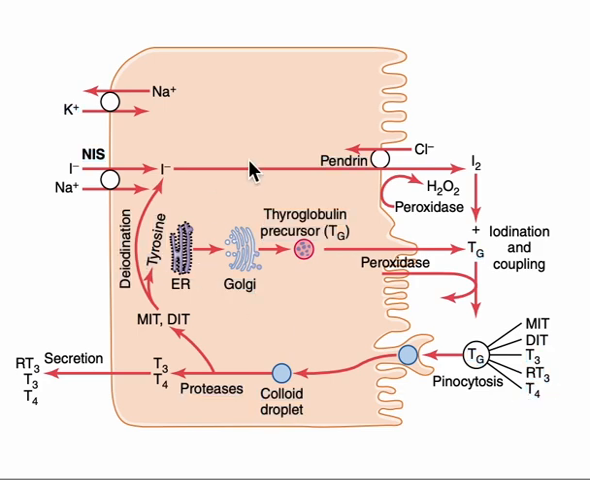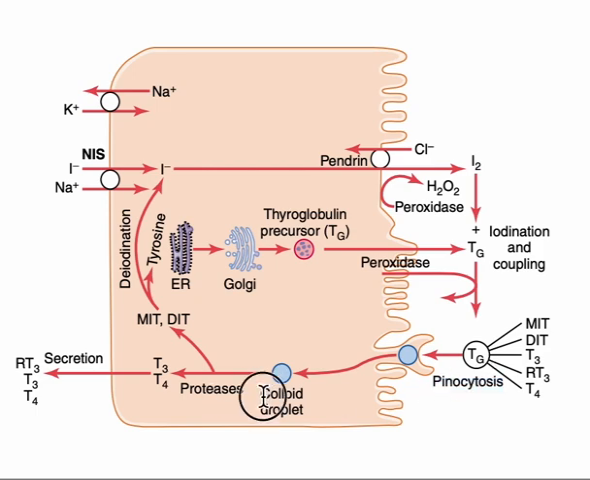Once the follicular cell is stimulated by thyroid stimulating hormone, this is a stimulus for the secretion of thyroid hormone into the blood. What will happen is that the thyroglobulin, which is bound with T3 and T4, is internalized into the follicular cells with the help of a process known as pinocytosis. It is a pinching inward of a protein molecule.